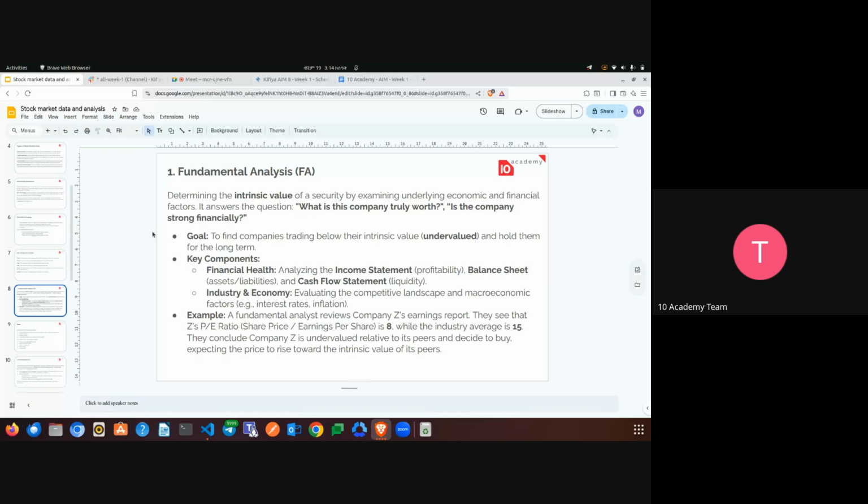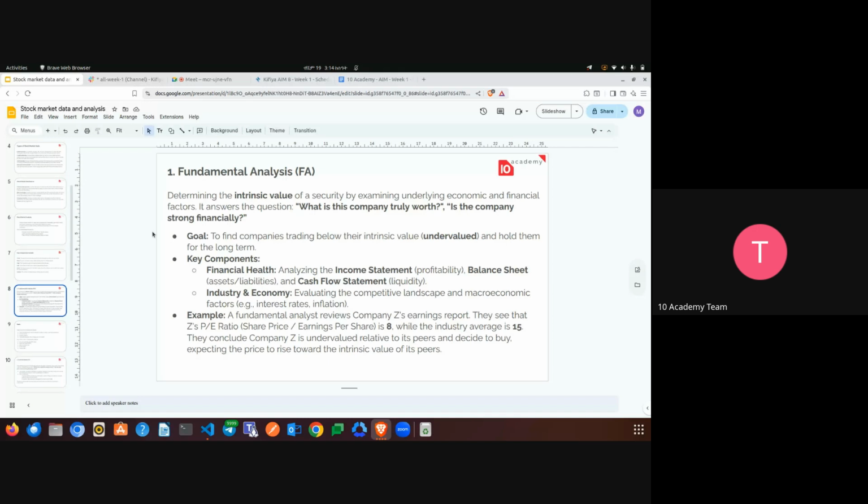So it will rise initially. So they conclude that company Z is undervalued relative to its peers, and they will decide to buy, expecting the price to rise towards the intrinsic value of its peers.